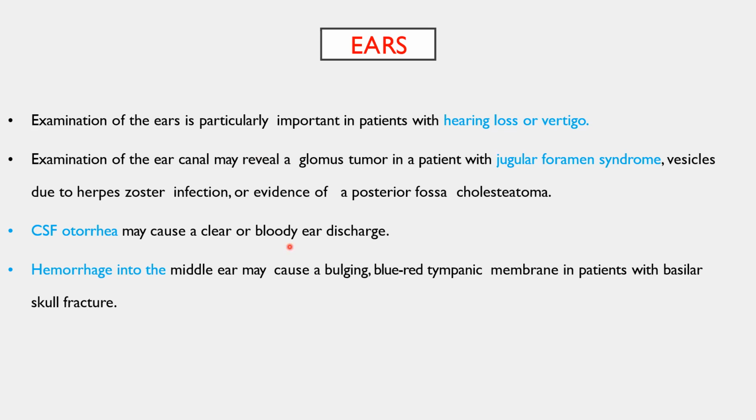CSF otorrhea occurs due to trauma and basal bone fracture. The patient will have blood-tinged CSF ear discharge. This patient will be more prone to pyogenic meningitis in future, and the patient will have facial palsies along with this CSF otorrhea. Hemorrhage in the middle ear will cause a bulging tympanic membrane, characteristically seen in basilar skull fracture. So whenever doing an examination, you do examine the ears also. By putting a scope or a pen torch, you can make out the tympanic membrane or any vesicles or blood-tinged areas in the ear.